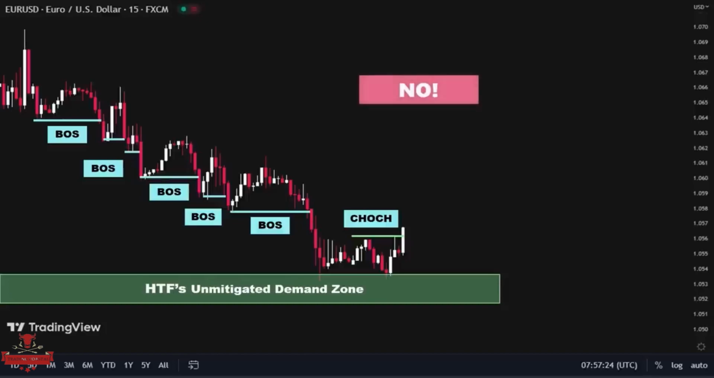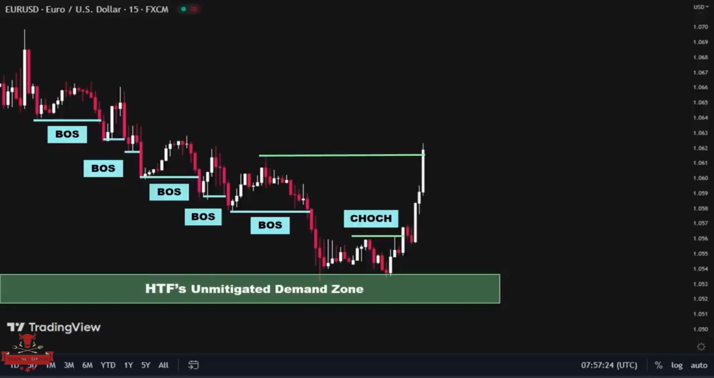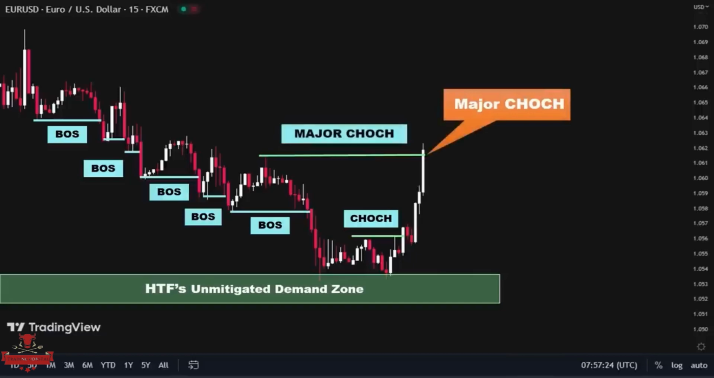The answer is no, because price has broken out a structure that couldn't create a BOS. So guys, in this case, by appearing this minor change of character, we cannot be sure that a market structure shift is going to happen, so we should wait for price to make a major change of character. For having a major change of character, price must break and close above this market structure, which has created a bearish BOS. So, traders, as you can see, we have a major CHOCH here that indicates the downtrend is over, and a market structure shift is going to happen.